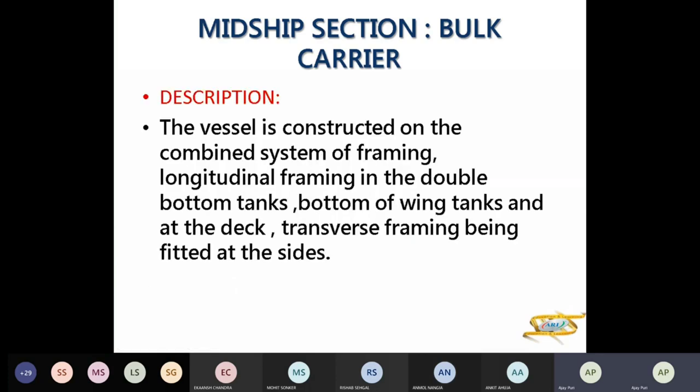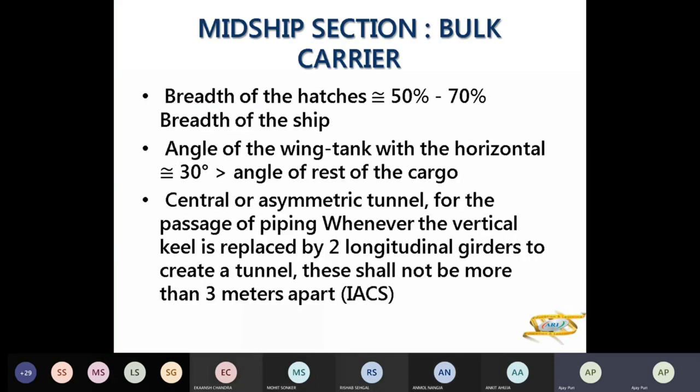Now the vessel is constructed on a combined system of framing like your general cargo ship, with longitudinal framing in the double bottom, bottom of wing tanks and on the decks, and transverse framing on the side. Now breadth of the hatch is about 50 to 70% the breadth of the ship.